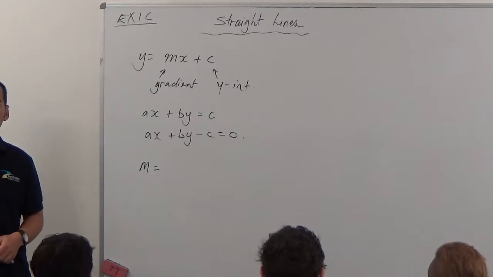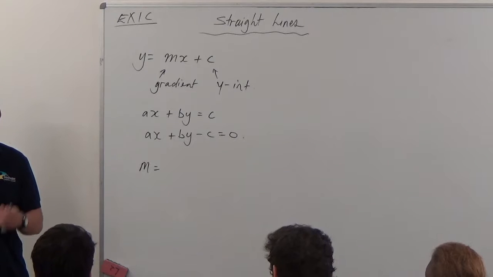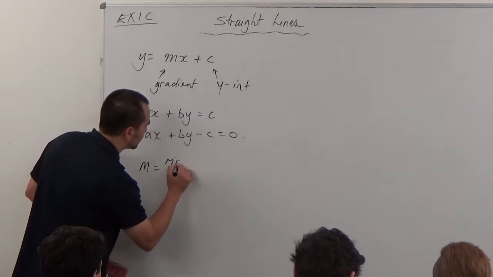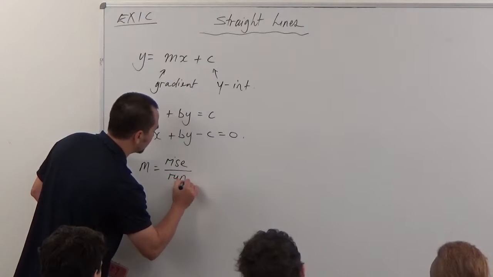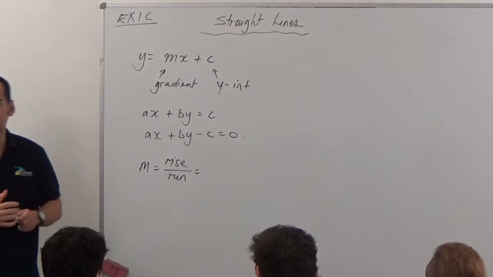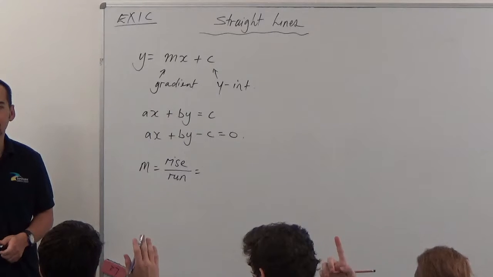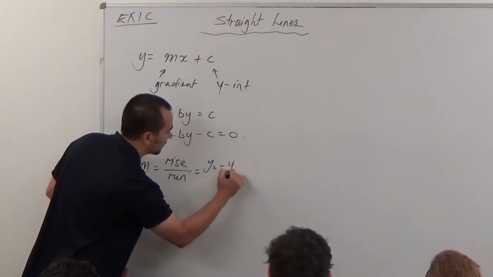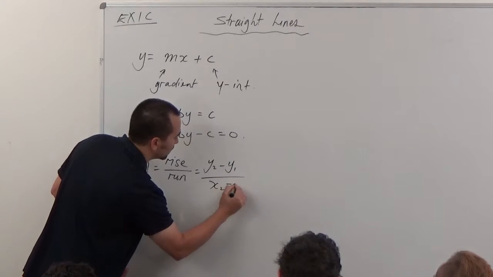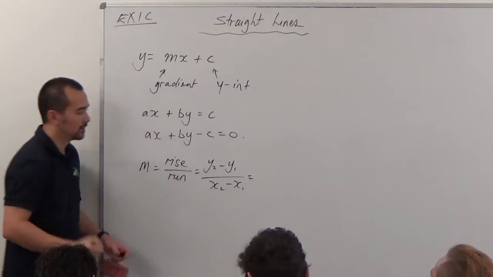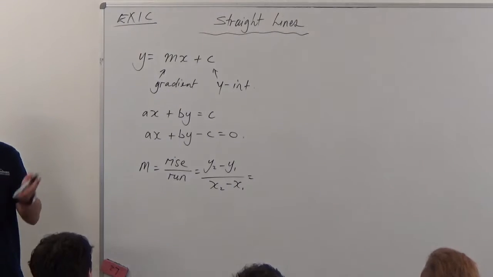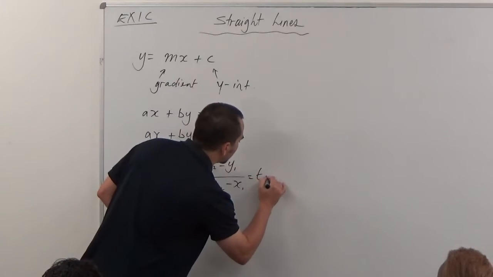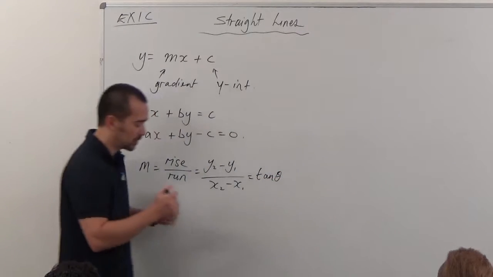Can you give me a formula for solving the gradient? Rise over run. Gradient. Another one? Bethany? y2 minus y1 over x2 minus x1. Thank you, Bethany. Very good. Another one? m is equal to tan theta. That's right.